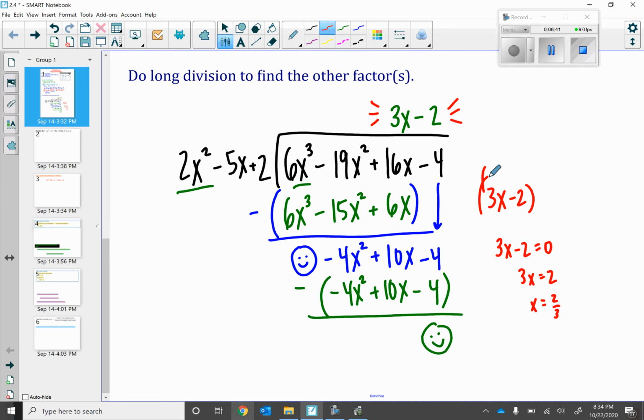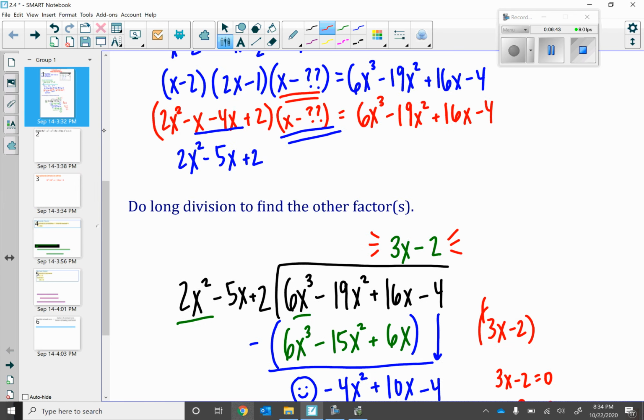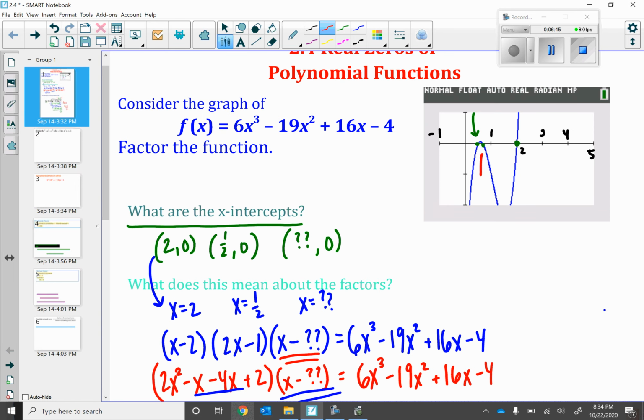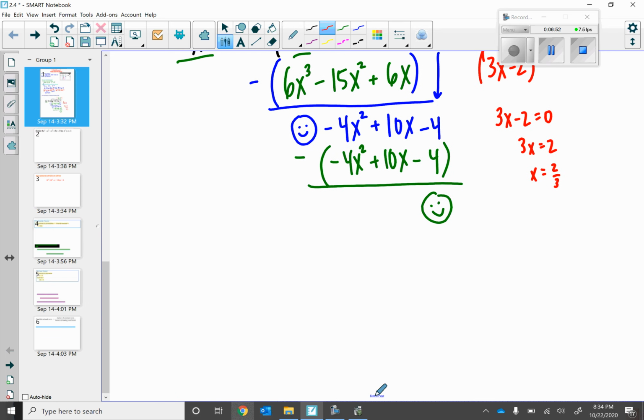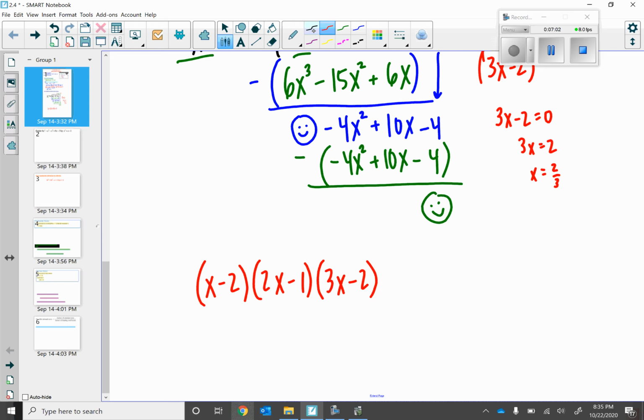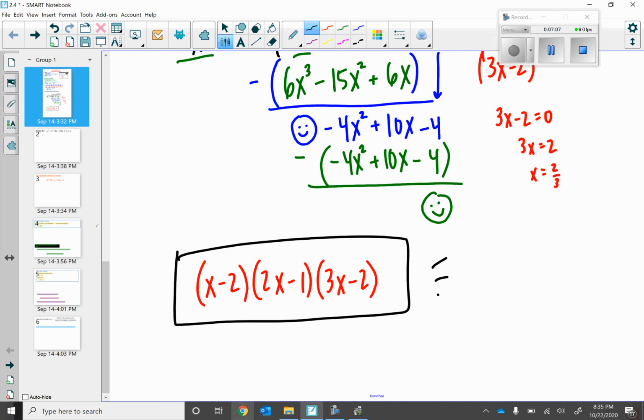This other guy right here, that looks like about 2/3. I feel good about that. My final factorization then is x minus 2 times 2x minus 1 times 3x minus 2. I have fully factored my polynomial from above. That is what this section is all about.